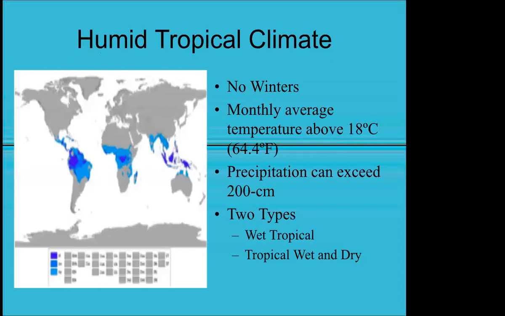So a humid tropical climate, there are no winters. The monthly average temperature is above 18 degrees Celsius. So that would convert to 64.4 degrees Fahrenheit, what we're used to seeing. Precipitation can exceed 200 centimeters, and there are two types, wet tropical and tropical wet and dry. Okay, so obviously when we see tropical, we think hot, warm, and then when we see wet, we think water, and when we see dry, we think, what did we relate dry to over what? Over land. There you go.